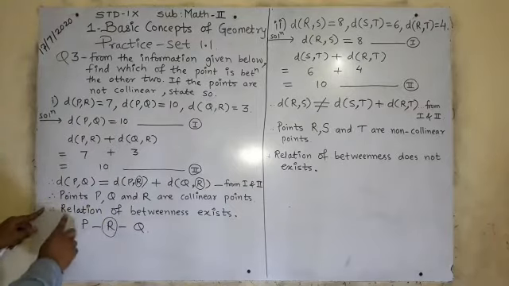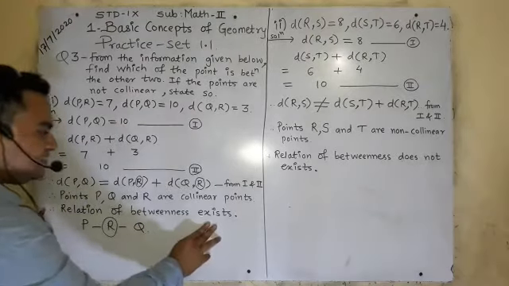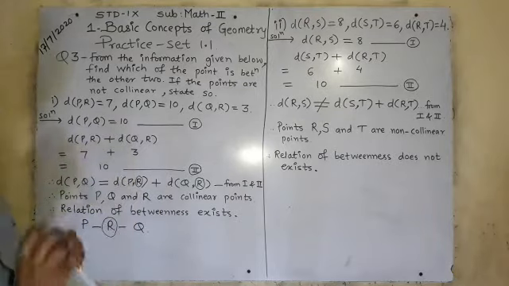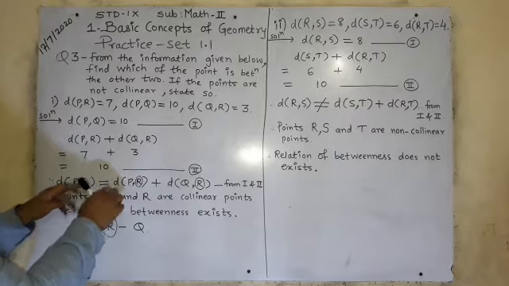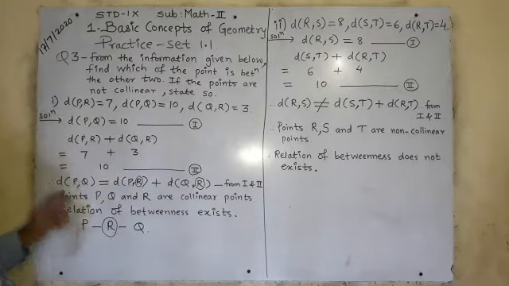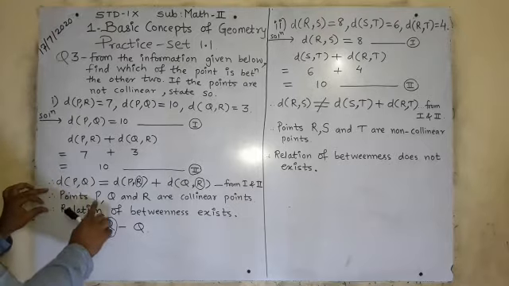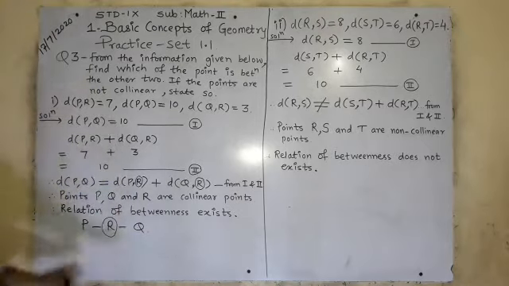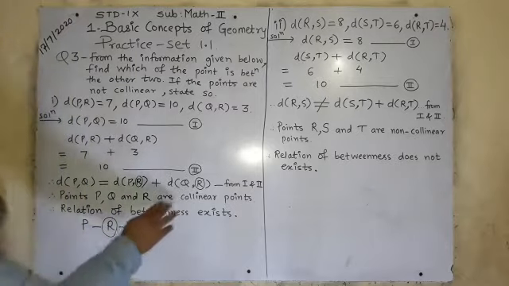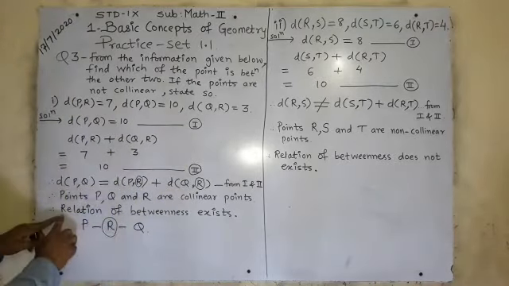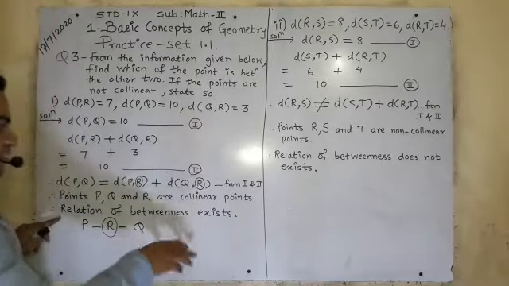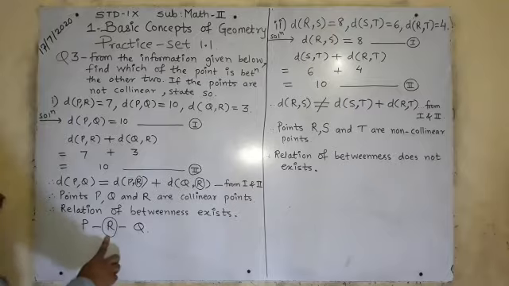So you have to write this line: relation of betweenness exists. When does it exist? When the given points are collinear. If the first answer comes equal to the second answer, then we have to write that points P, Q, R, whatever points are given to you, are collinear points. If the points are collinear, then only you have to write that the relation of betweenness exists. Therefore you have to write P, R, Q.